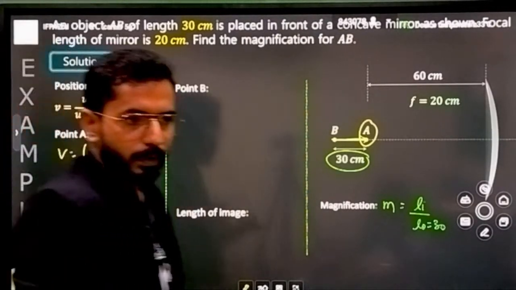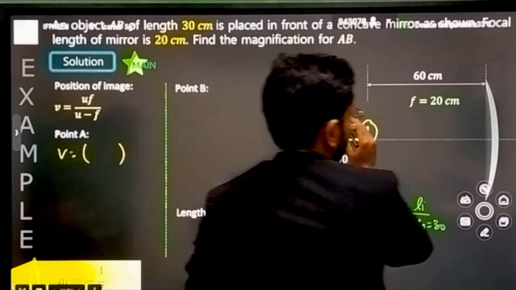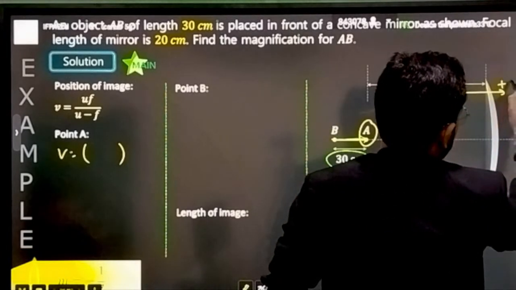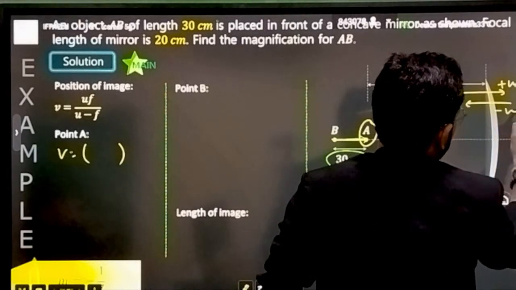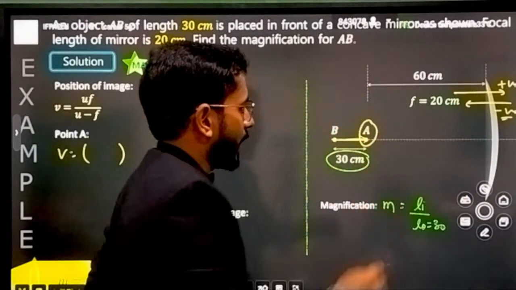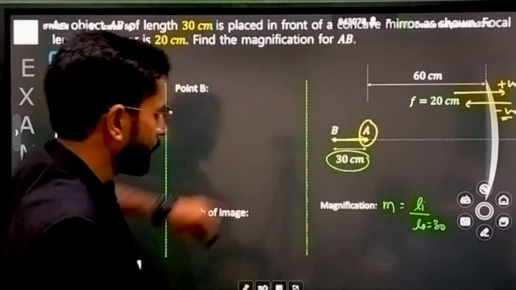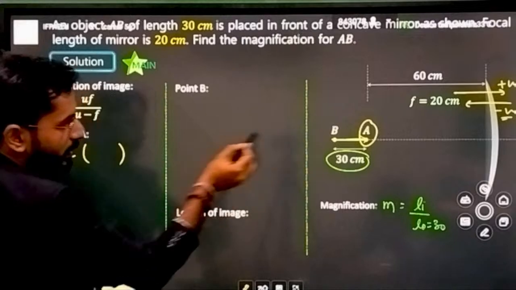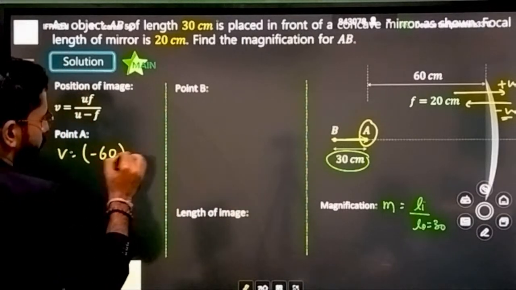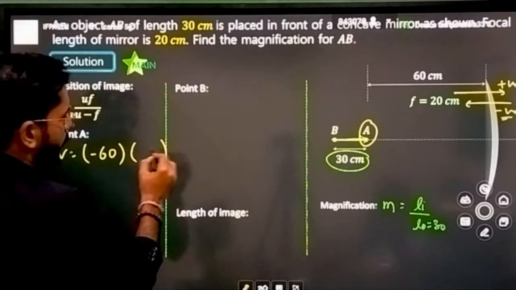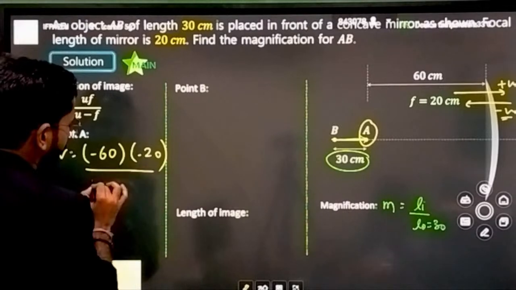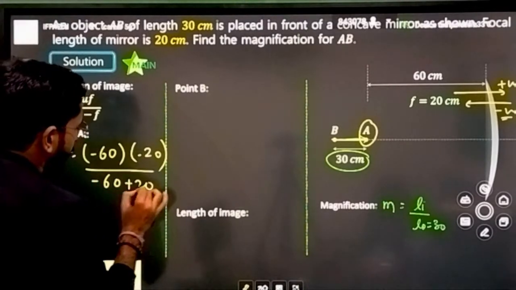Now see, just the direction is positive. This is the object, that means of course this direction, the direction of the incident ray, will be taken as positive. This direction is going to be taken as negative. And for calculating the distance of point A from the pole, I have to go in the negative direction. That means I write minus 60, U into F, focal length is minus 20, divided by minus 60 plus 20.